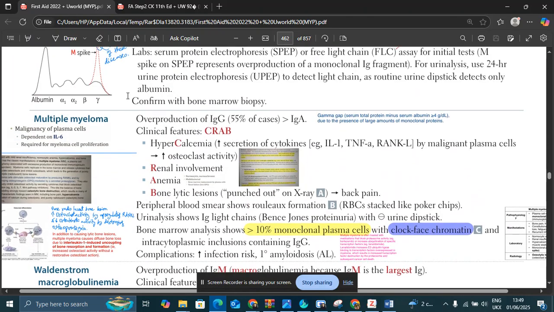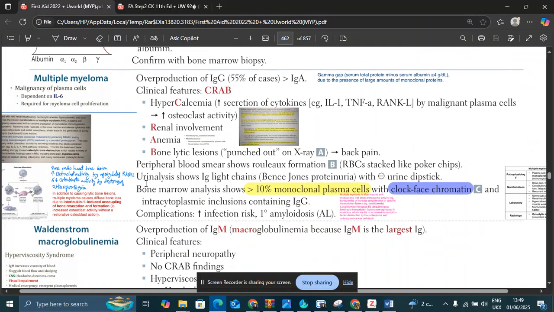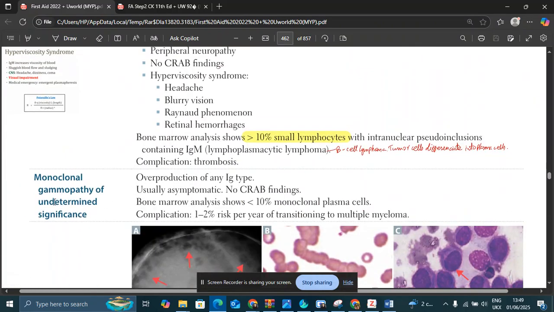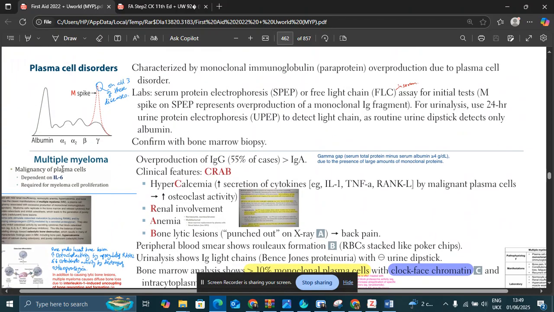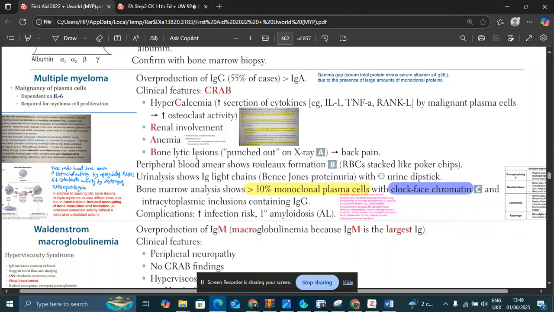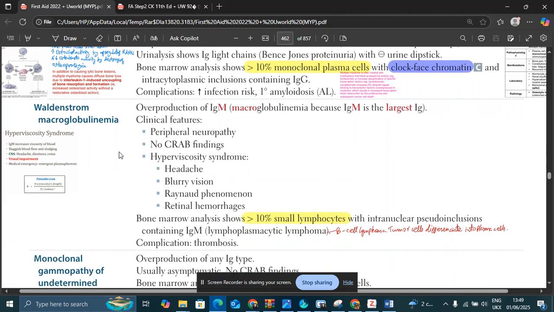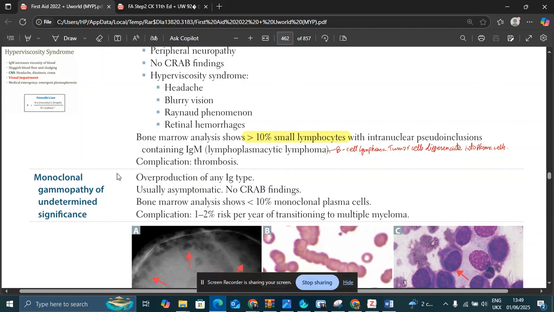Okay. So in the plasma cell disorders, we have multiple myeloma, Waldenström macroglobulinemia, and MGUS. They ask a lot of questions in step 1. And we already talked about multiple myeloma that there is an overproduction of IgG and IgA, and there will be CRAP findings like hypercalcemia, renal involvement, anemia, and bone lytic lesions. Now, let's first talk about MGUS because in that lecture, I have told you that there is 1 to 2% risk of transformation of MGUS into multiple myeloma.